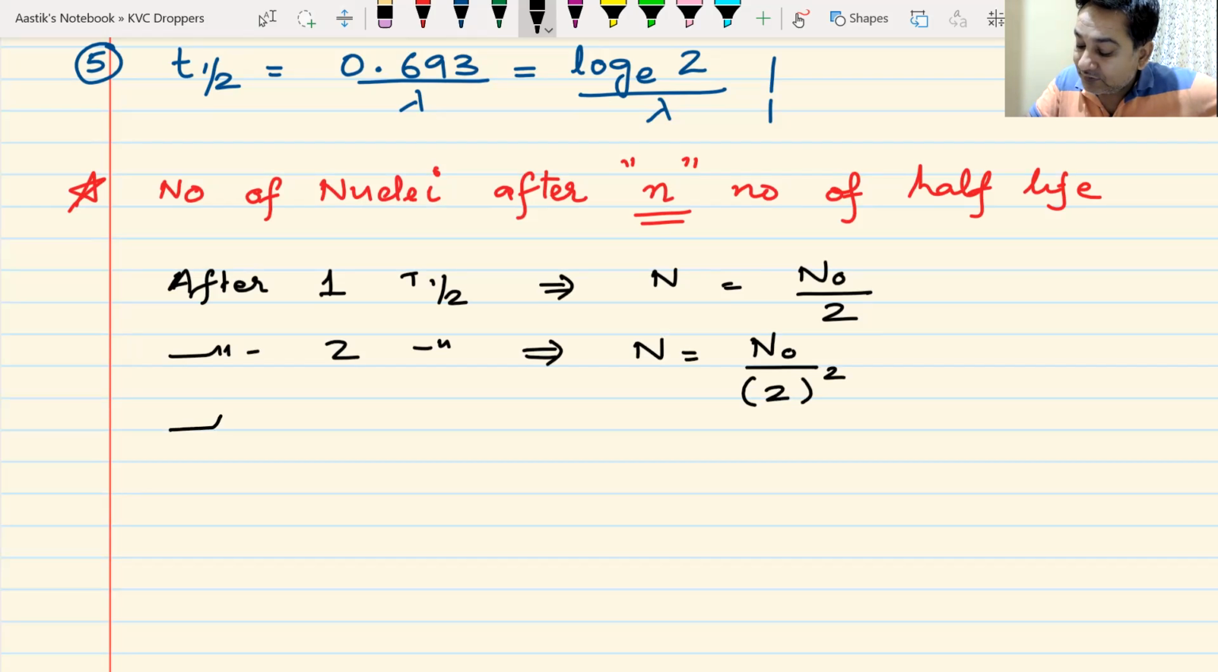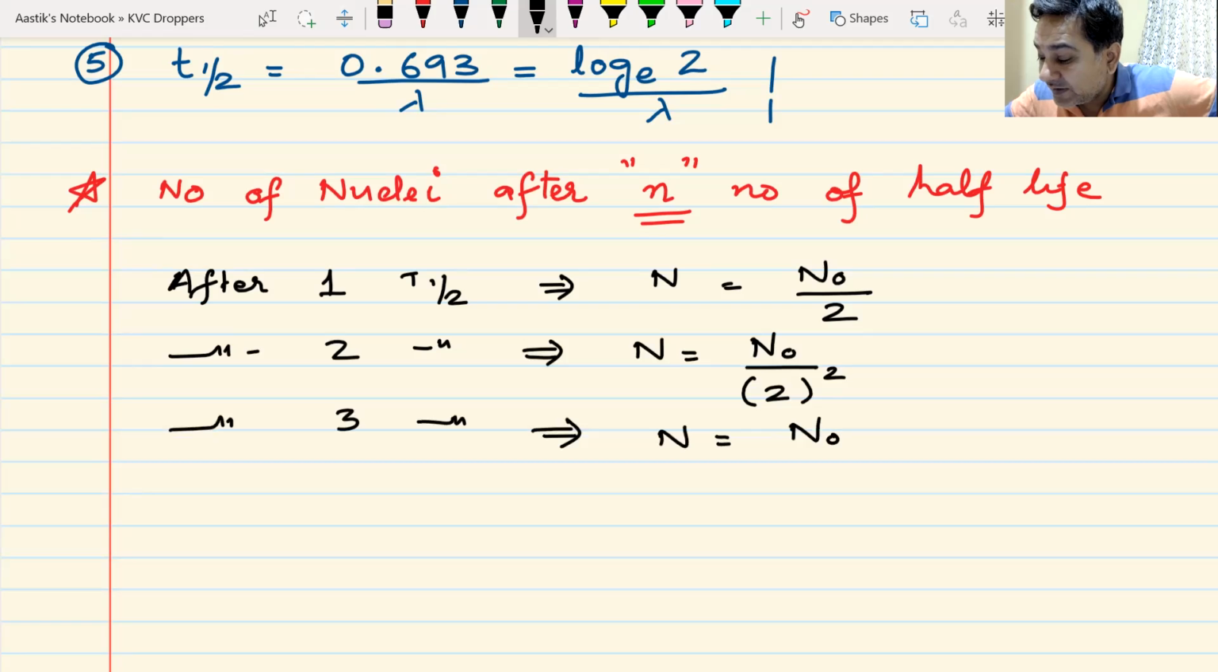Well done. Then after 3 half-lives, how much nuclei will be left? 3 half-lives have gone. How much? N naught by 8, sir. Well done. Do not call it N naught by 8. Call it N naught by 2 raised to the power 3. That is better. Yes or no? Yes, sir.